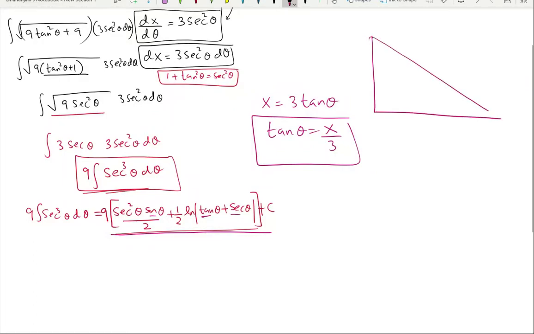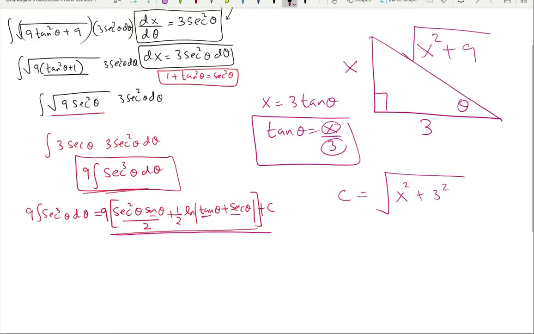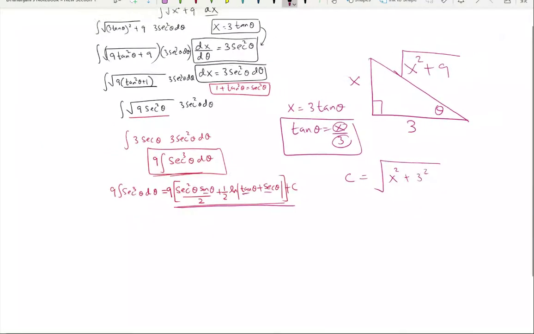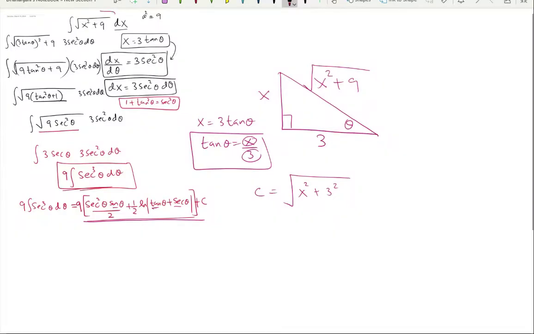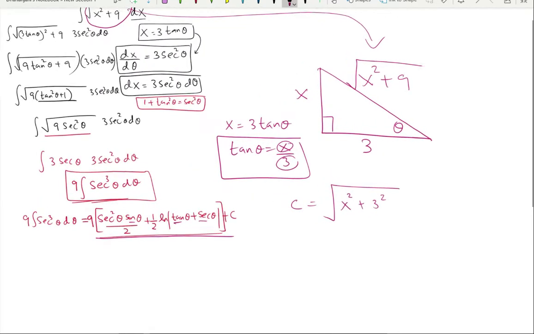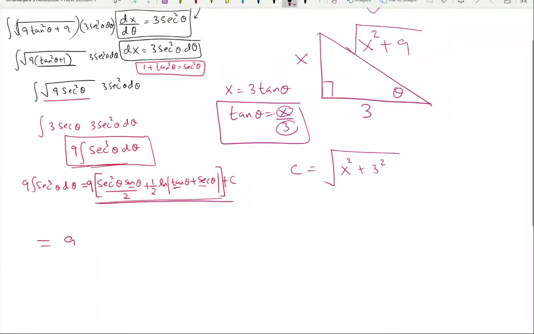So let's make a right angle triangle. Tangent is opposite over adjacent. So this is x, this is 3, opposite over adjacent. So the hypotenuse, using the Pythagorean theorem, is the square root of x square plus 3 square, if the hypotenuse is c. So c is actually the square root of x square plus 9. Now we know our little secret: the missing side of the right angle triangle most of the time is equal to the square root part in the integral. Is it the case here? Yes, of course. Okay, all right, so now let's rewrite the final solution.